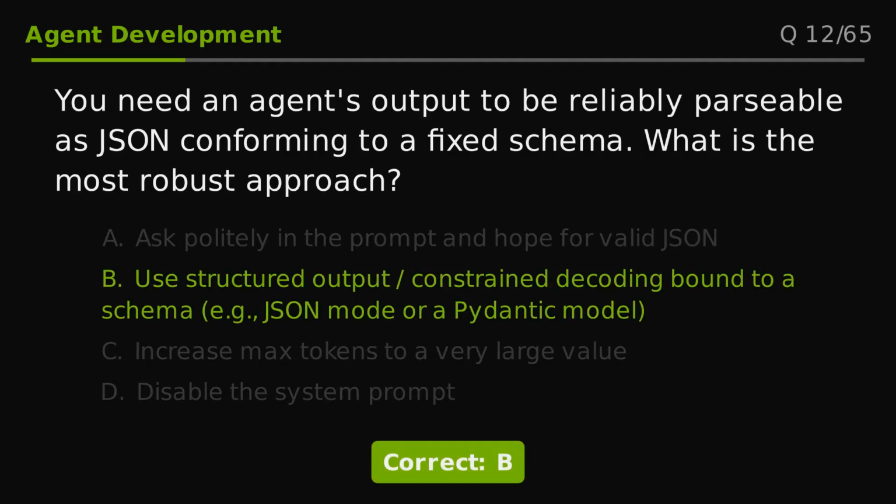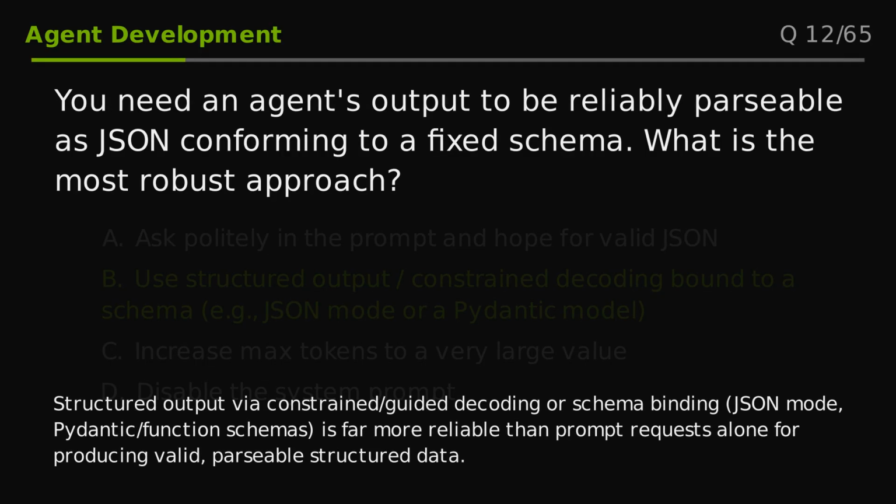The correct answer is structured output via constrained or guided decoding or schema binding, such as JSON mode, Pydantic, or function schemas. It is far more reliable than prompt requests alone for producing valid, parsable structured data.